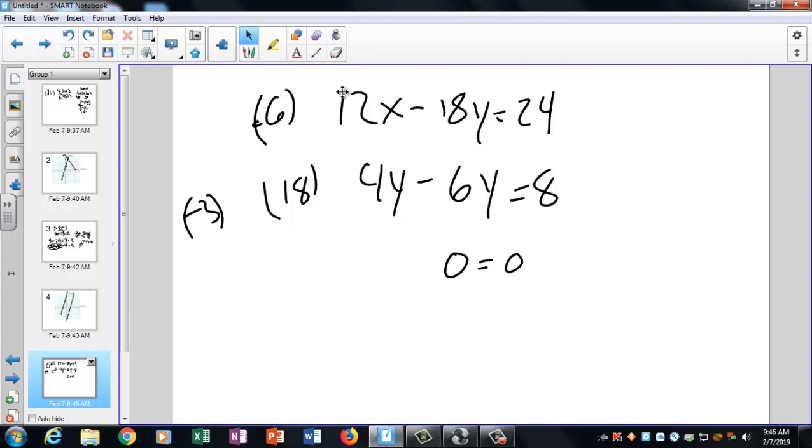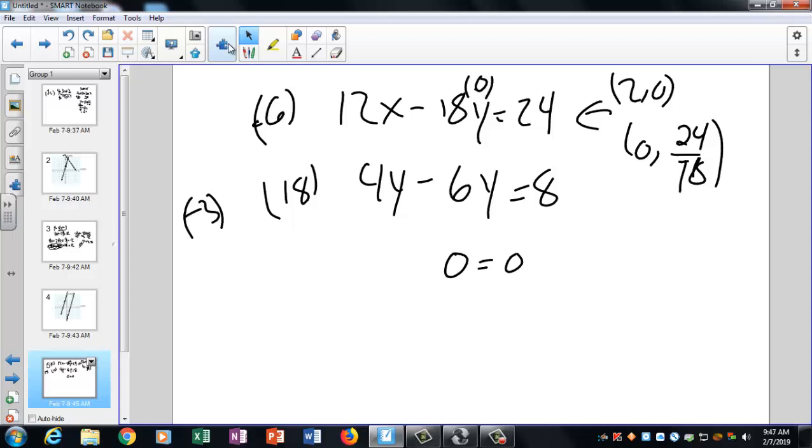Here, let's quickly find the x and y intercepts. So, for this, do we agree the x-intercept is 2? Plug in y is 0. Solve for x, you get 2. Plug in x is 0. You get 24 over negative 18. That's the y value. Does that make sense? We can reduce that and make that negative 4/3.